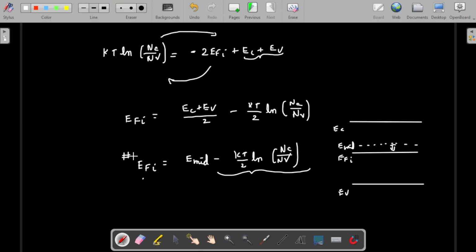This is one of the important physical significance we have to note. We now see that the mid level is not equal to EFi in the intrinsic semiconductor. It is shifted by a small quantity equal to KT by 2 ln NC by NV. These are all simple terms, but very important. If an interviewer wants to twist you, they may ask how much the difference is. If you are going for technical interviews for higher studies, we can expect these kinds of questions in microelectronics.